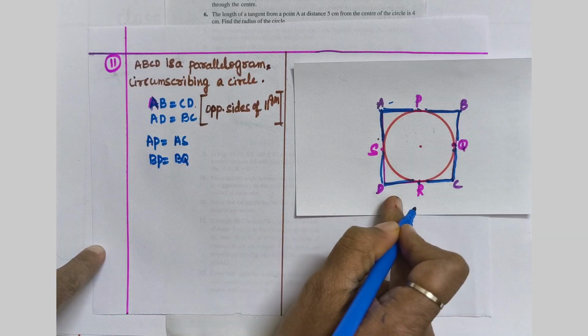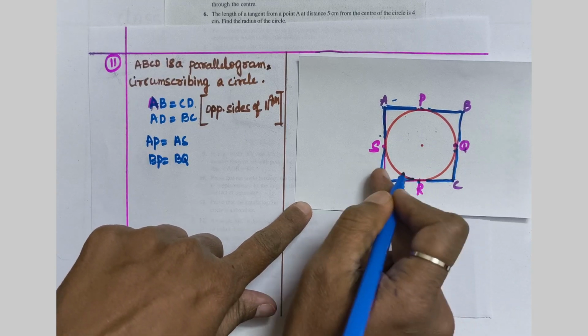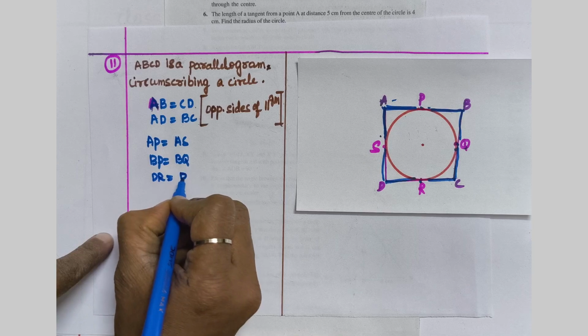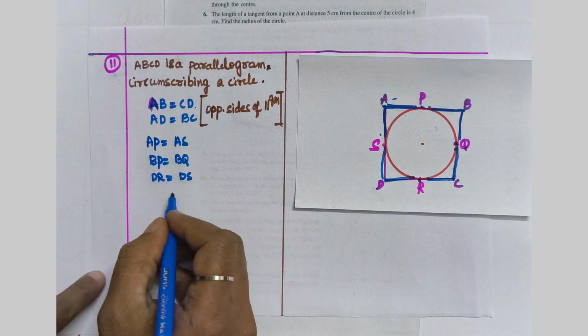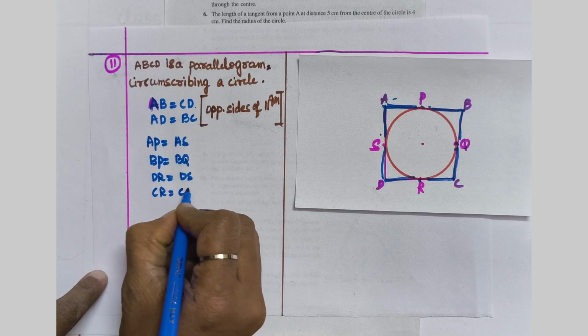Next, you come to this side. First, we will take this side, next we will take this side. DR equal to DS. See, DR equal to DS. Next, CR equal to CQ. Next we will write CR equal to CQ.